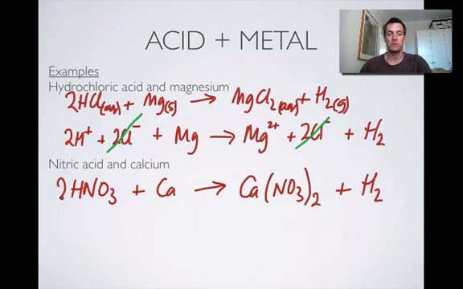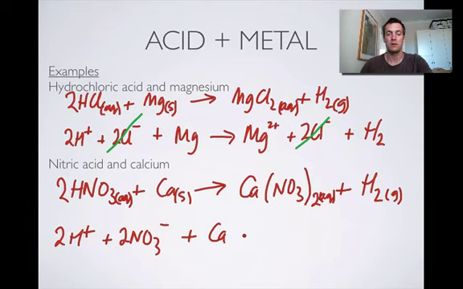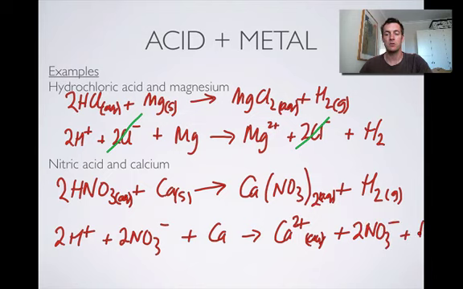To balance it, we need 2 H's, that's going to give us 2 nitrates as well, and 2 nitrates over here, so we're balanced. Now let's just split up into ions anything that is aq. Acids are always aq, and you can check whether this is aq by checking whether it's soluble or not. If it's soluble, it will remain in solution. There's a gas. So 2H plus, 2NO3 minus plus Ca makes Ca2 plus aq. Sorry, I'm not including the state symbols here. Plus 2NO3 minus plus H2.